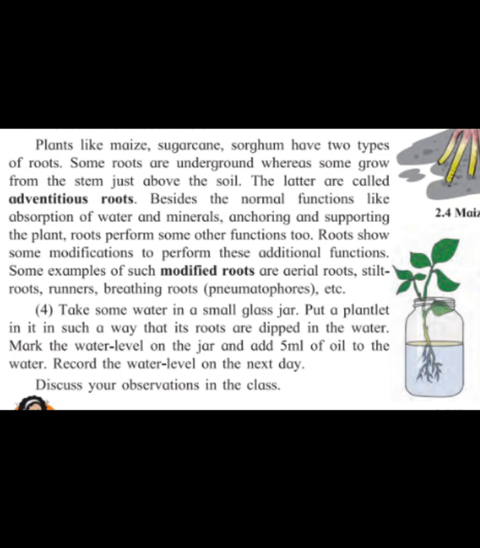Roots show some modifications to perform these additional functions, and these roots are called modified roots. Why are they called modified roots? Since they show modifications. Some examples of such modified roots are aerial roots, stilt roots, runners, and breathing roots. Breathing roots are also called pneumatophores.